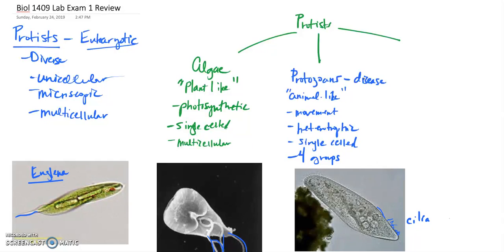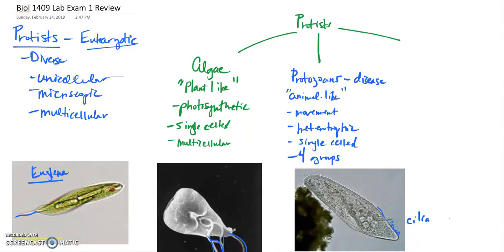Amoebic dysentery you've probably heard of, caused by amoebas. African sleeping sickness is caused by a protozoan. Of course, we mentioned malaria. There are lots of other diseases caused by these particular protists.